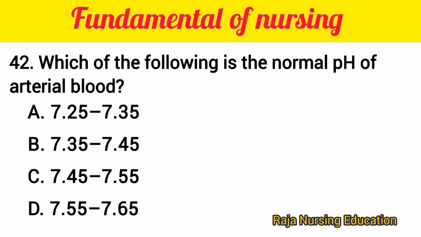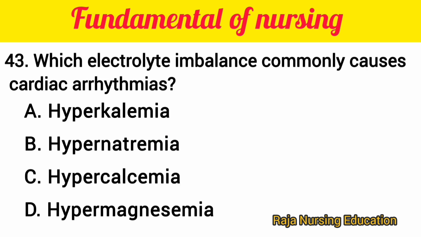Which of the following is the normal pH of arterial blood? The answer is B. 7.35 to 7.45. Which electrolyte imbalance commonly causes cardiac arrhythmias? The answer is A. Hyperkalemia.